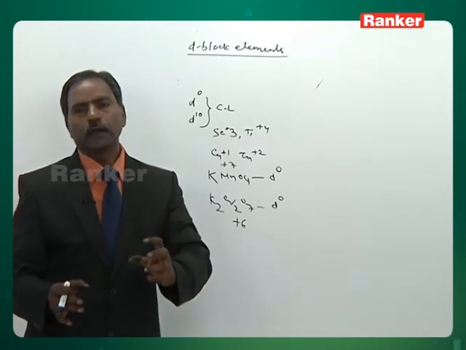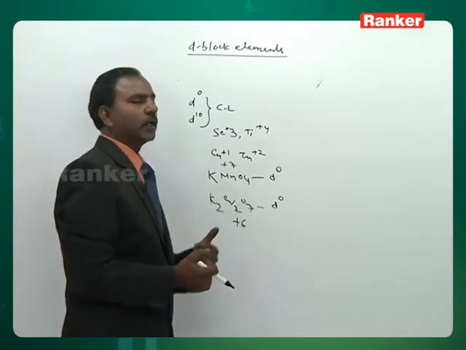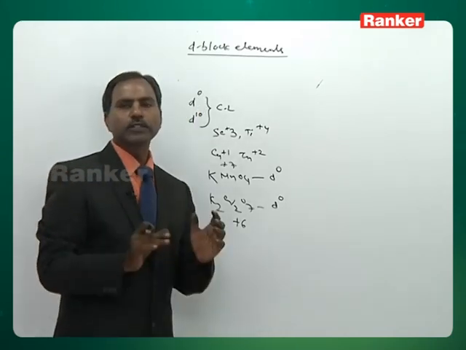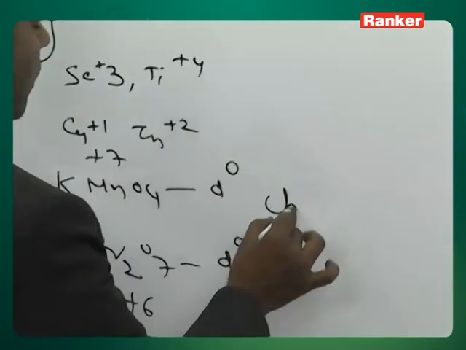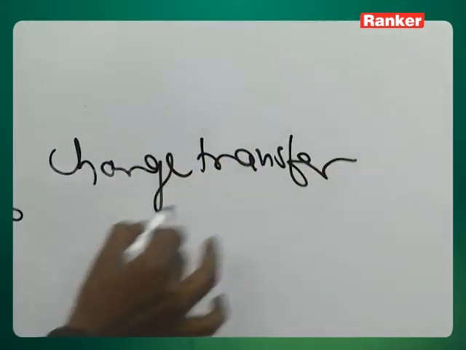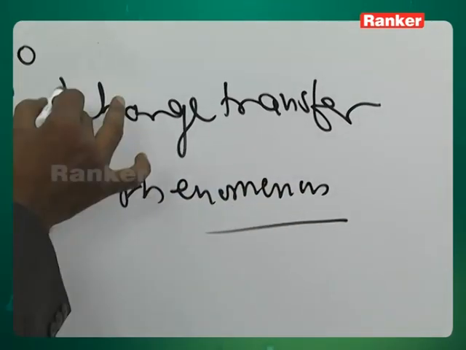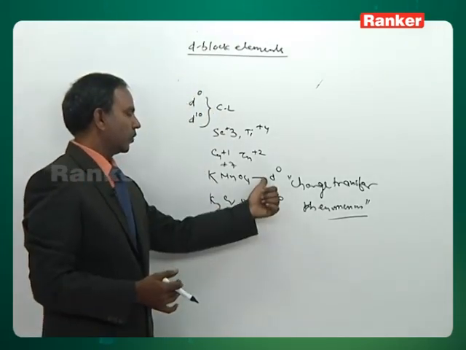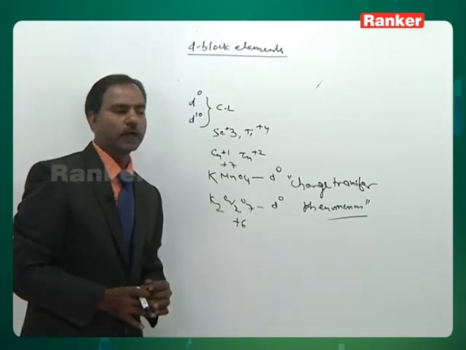It's very important. In most of the exams, this particular question is frequently appearing. The KMnO4 and K2Cr2O7, even though D0 configuration, exhibit color; this is due to charge transfer phenomenon. It's a very important term to remember. Charge transfer phenomenon.